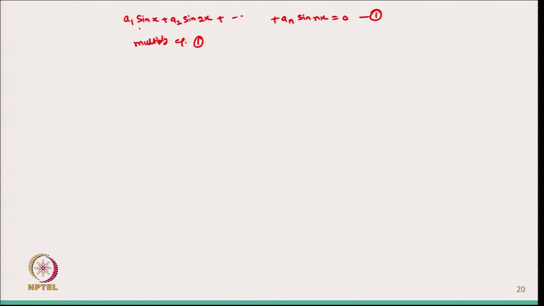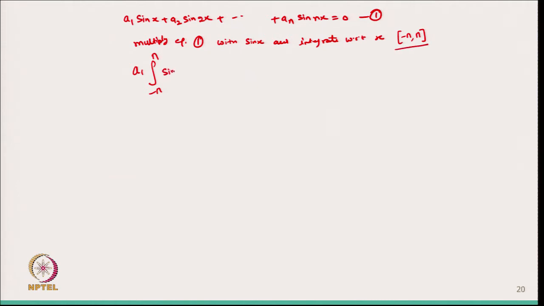So, here I am having the sin x. So, multiply equation 1 with sin x and integrate with respect to x. So, what will I get? I will get a1 integration from minus pi to pi. So, I am taking the integration from minus pi to pi, and x belongs to this interval.